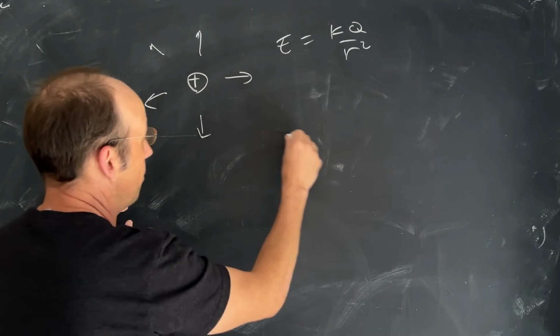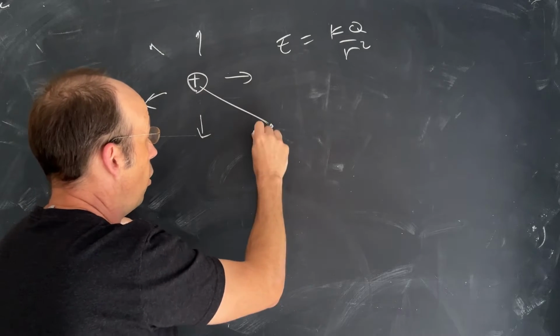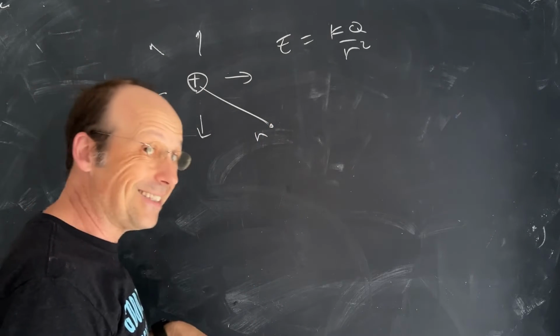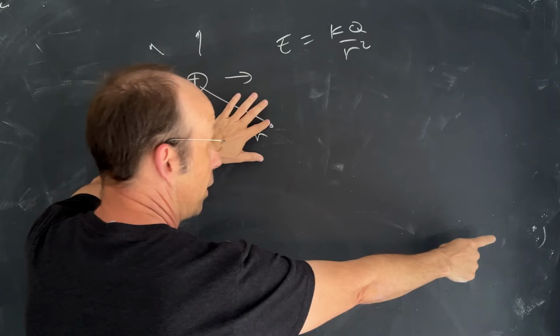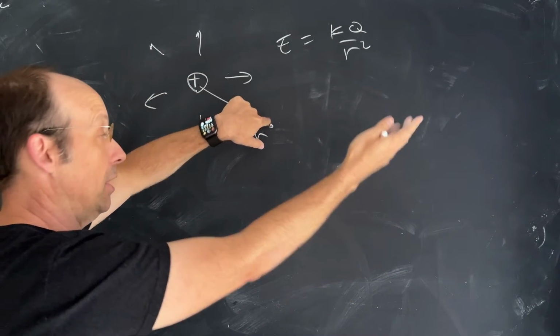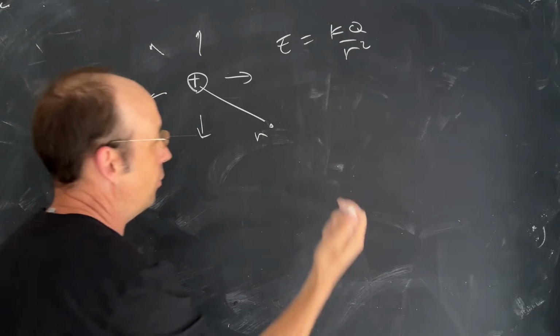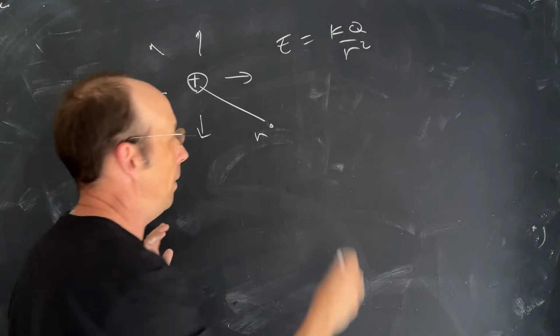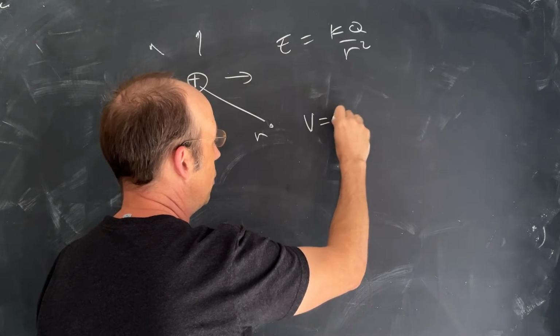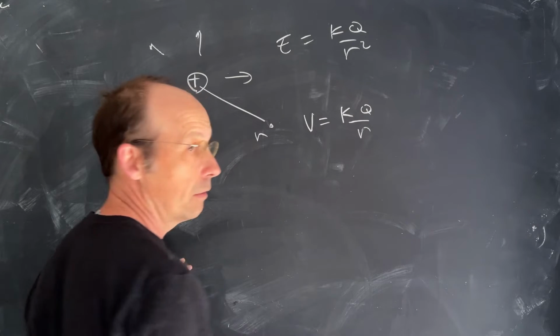Now, what if I move from, let's say, an infinite distance away to some distance r away? Well, that's not an easy thing to do because the electric field changes in magnitude. I can't just calculate the change in potential. You'd have to use calculus, so don't worry about it. But we get this: potential is k times Q over r.